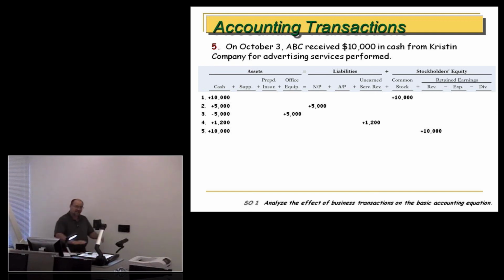Okay, so cash is an asset. It increased. Service revenue, if you remember from last lecture, increases retained earnings, which is stockholders' equity. So we remain in balance.